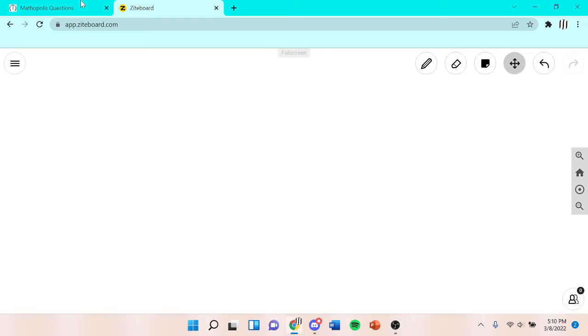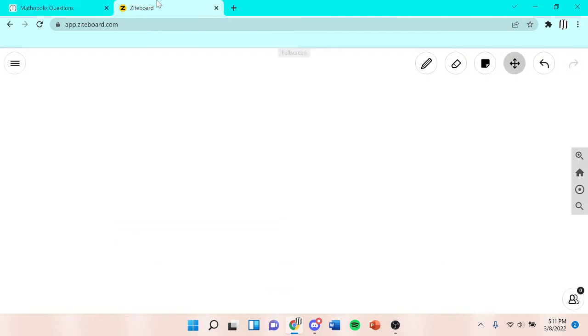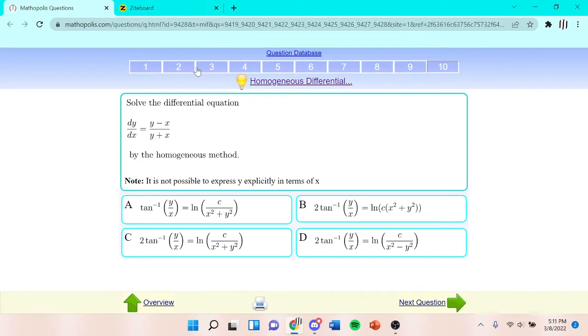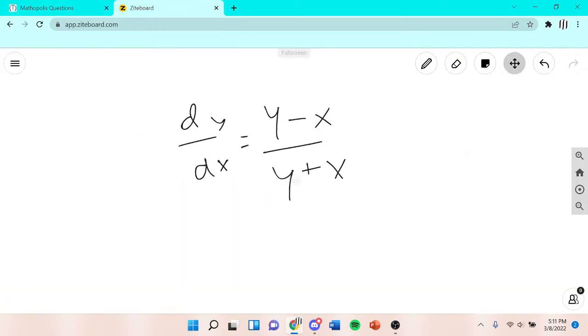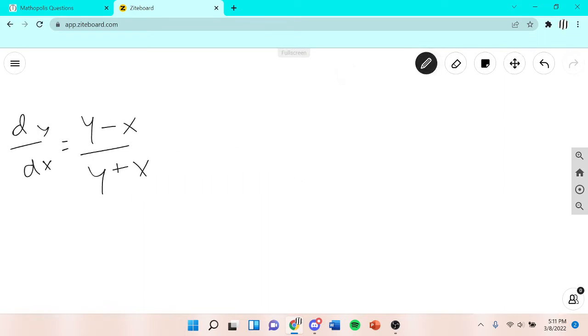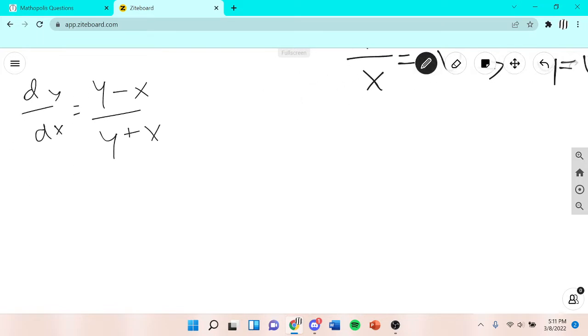So we're going to be solving for this homogeneous differential equation right here. We're going to say dy over dx is equal to y minus x over y plus x. What we basically do is set y over x to a variable called v. So if you multiply x by both sides, that's y equals vx, right? So we're going to be making a substitution here. So it just becomes vx minus x over vx plus x.